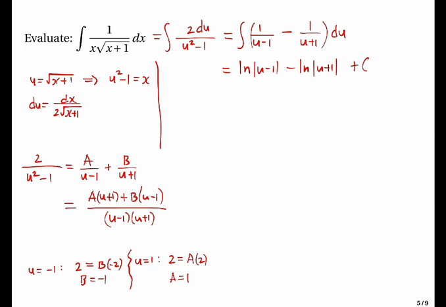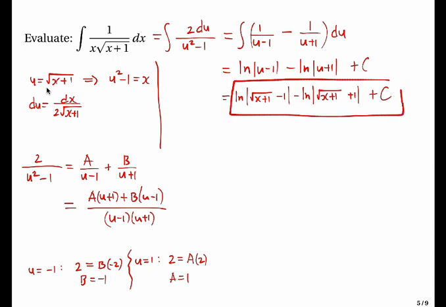And then we bring back the variable x via this substitution here. So this equals ln absolute value of square root of x plus 1 minus 1, minus ln absolute value of square root of x plus 1 plus 1, and then the plus c there. So this is our integral for this expression here. Okay?